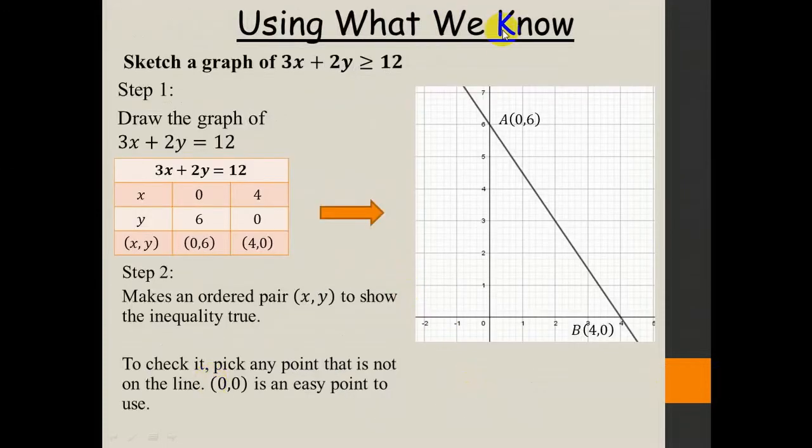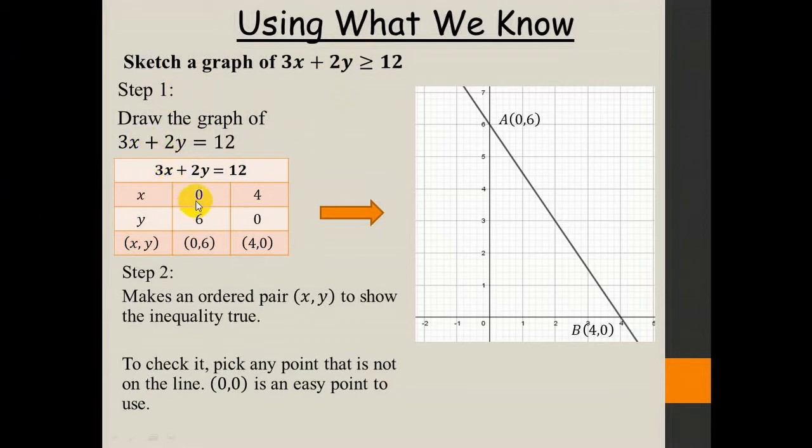So okay, from here, using what we know in the first slide, I think, or the second slide, sketch the graph 3x plus 2y less than or equal to 12. Okay, so from here you need to draw the graph with equal, because we are not using the sign more than or equal or less than or equal, etc. So from here you just make the equation, and then you can take a point, but to make it easier you can take 0.